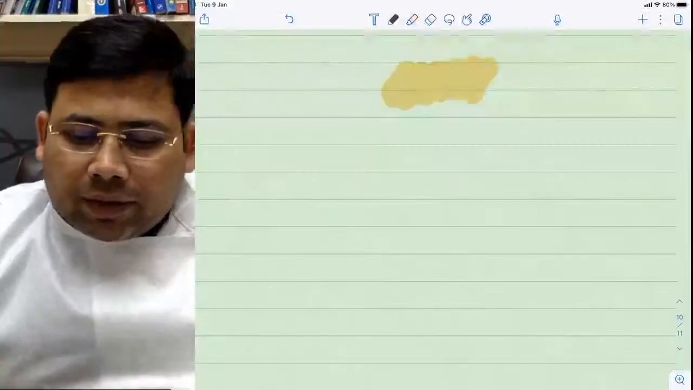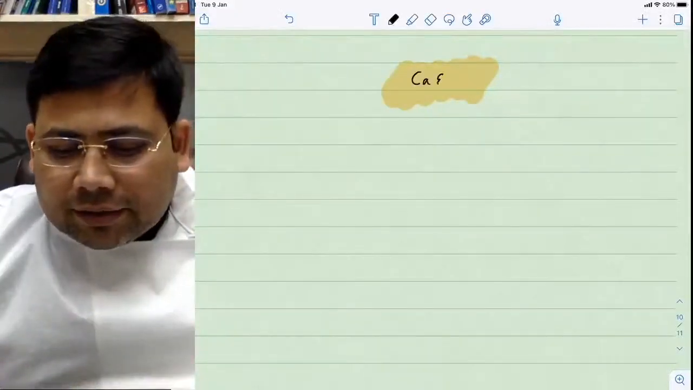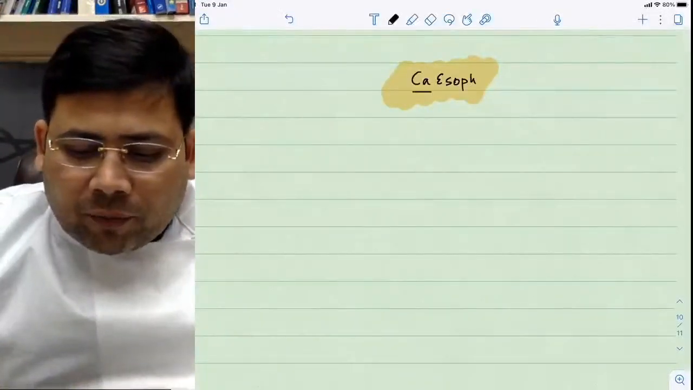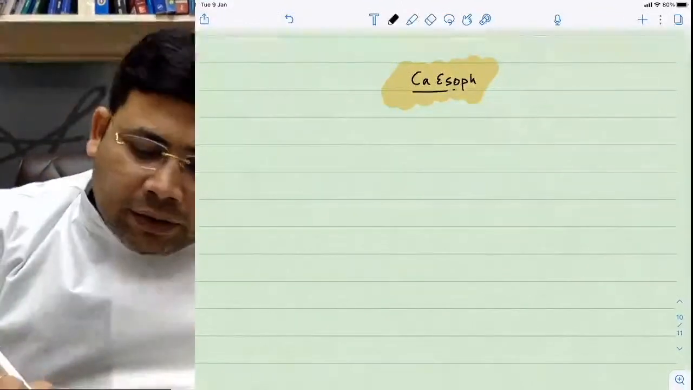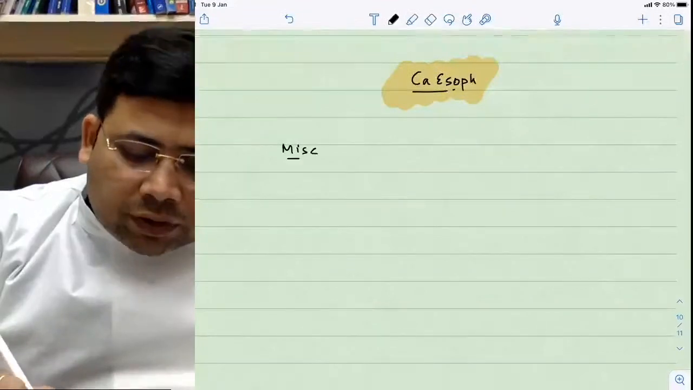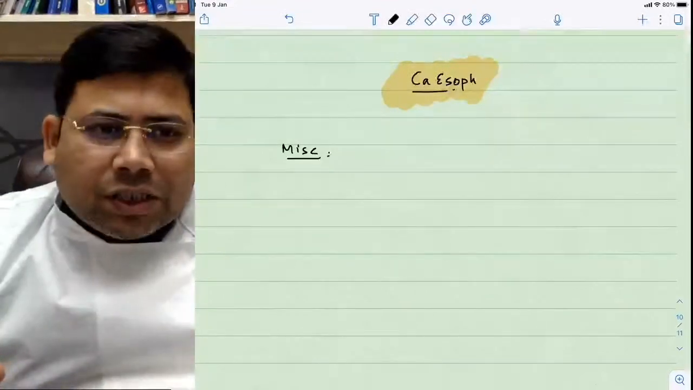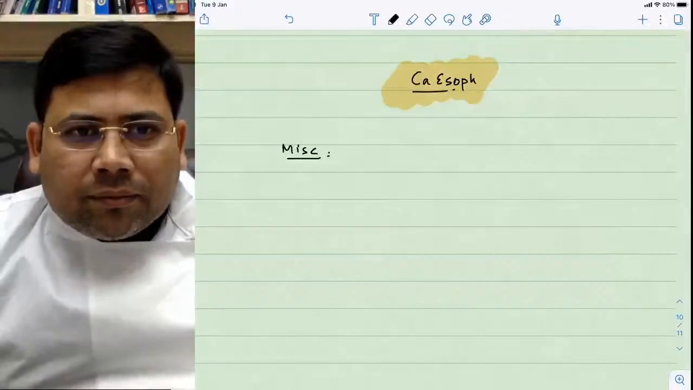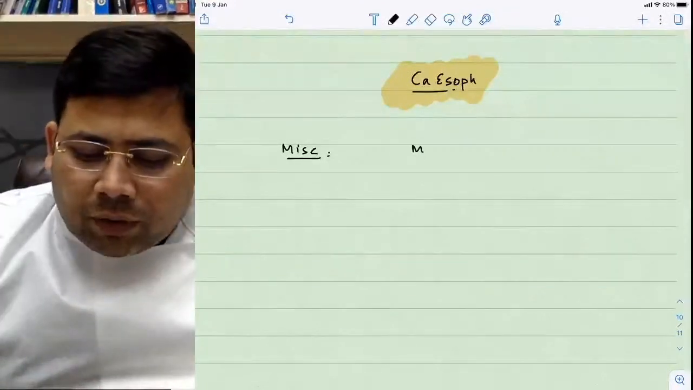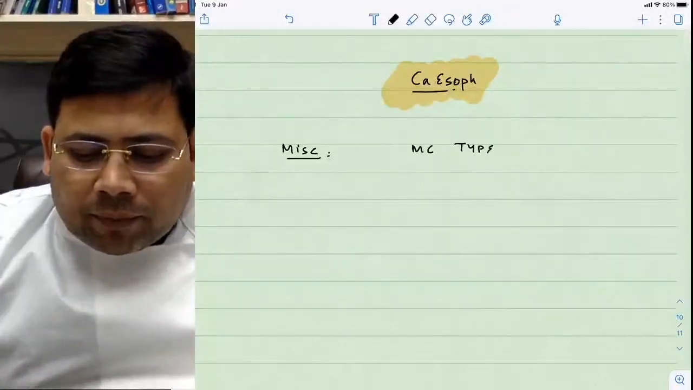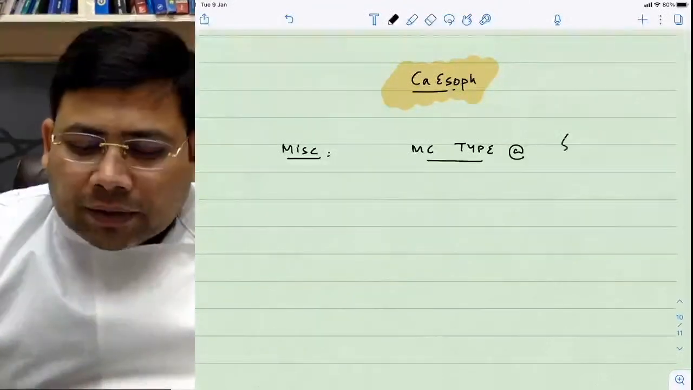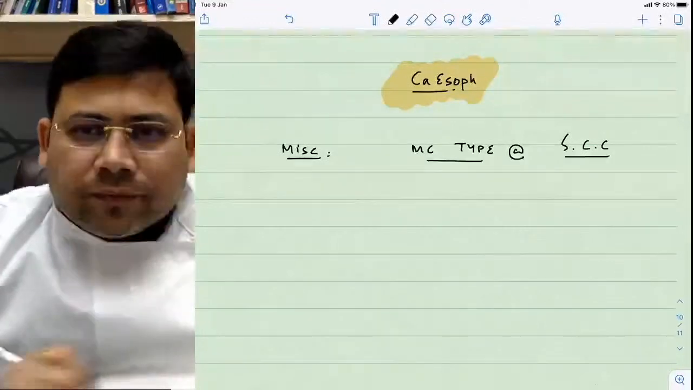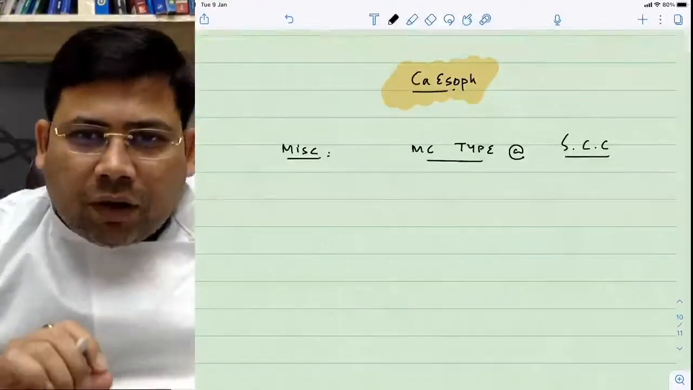So let us start with the session of CA esophagus. Now when we talk about the CA esophagus, there are few important things which are asked as far as the miscellaneous content is concerned. So you get a lot of miscellaneous questions also on this. What are the questions which are asked from a miscellaneous point of view? The most common type on the basis of histology, what is the most common type? Answer is squamous cell cancer.